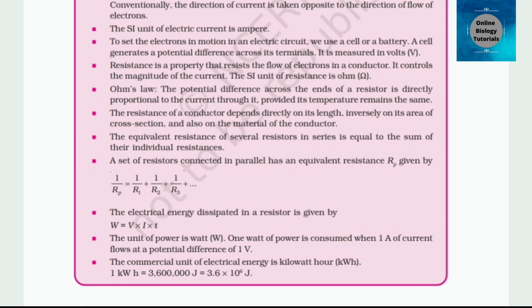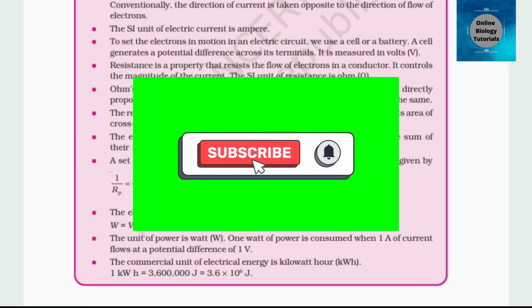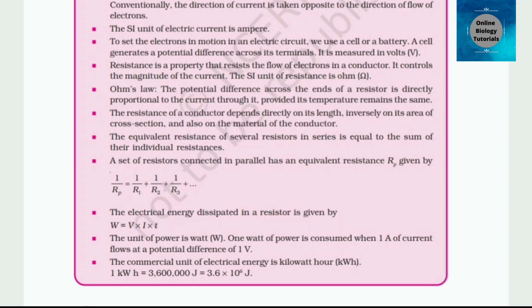The electrical energy dissipated in a resistor is given by W = V × I × t. The unit of power is watt, W. 1 watt of power is consumed when 1A of current flows at a potential difference of 1V. The commercial unit of electrical energy is kilowatt hour, kWh. 1 kWh = 3,600,000 joule = 3.6 × 10^6 joule.